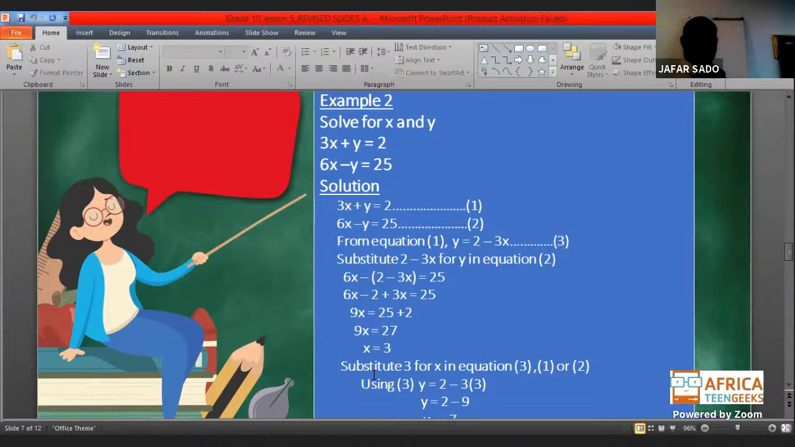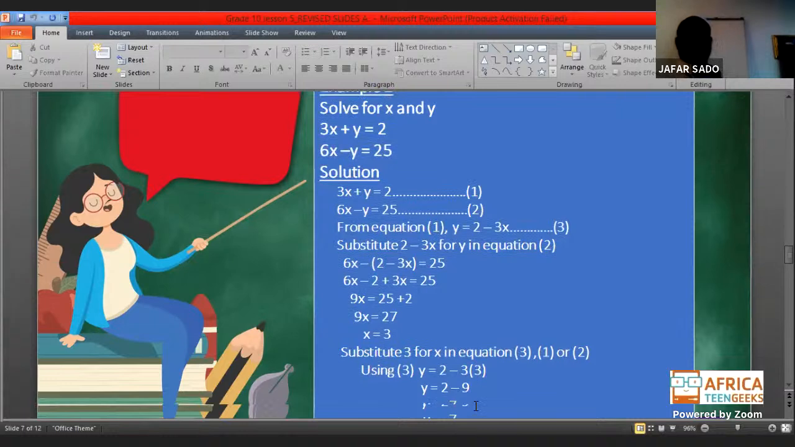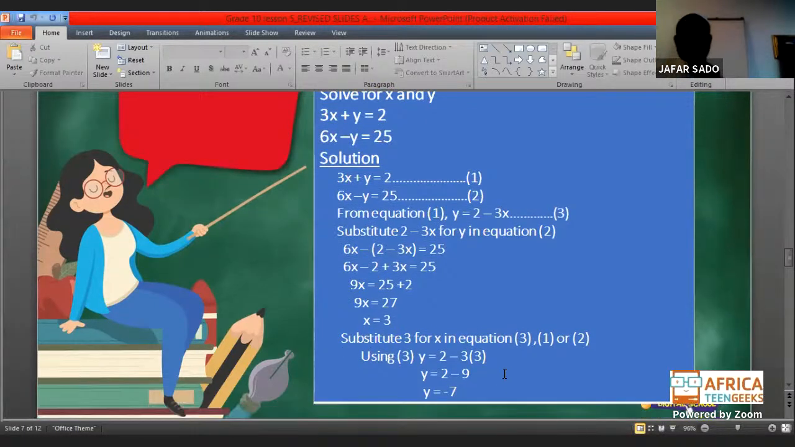So substitute 3 for x in equation 3. Equation 3 says y equals 2 minus 3x. Our x is 3, so 3 times 3 is 9. 2 minus 9 is negative 7. So negative 7 is our y. Basically, our x is 3 and our y is negative 7. Hope you understand what I'm explaining. So that is the substitution method.